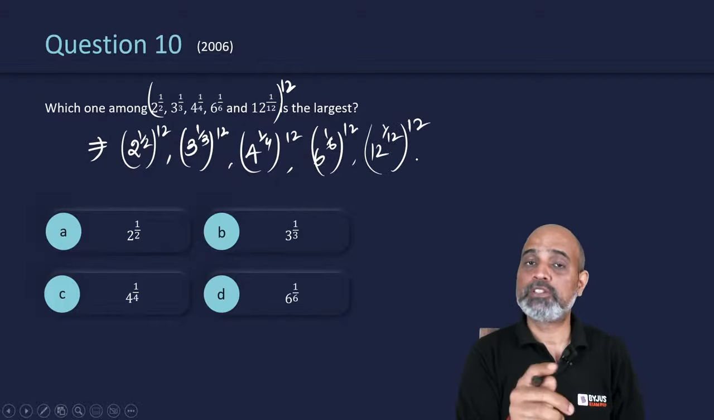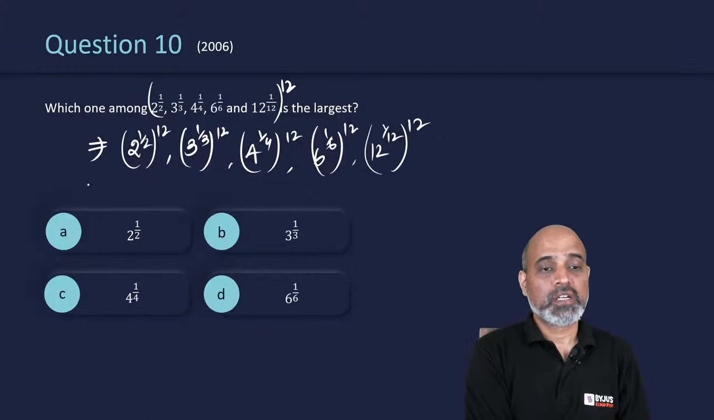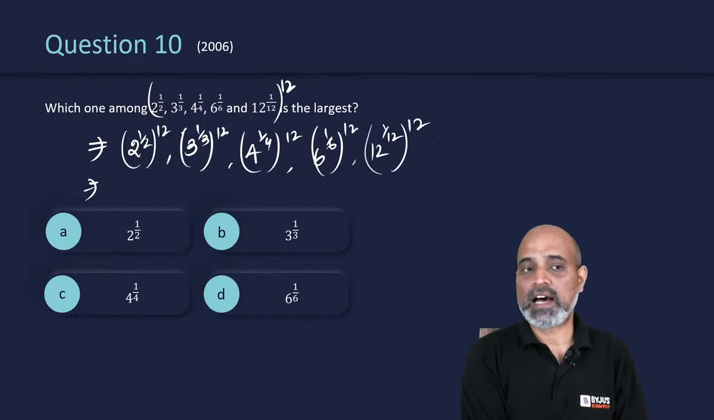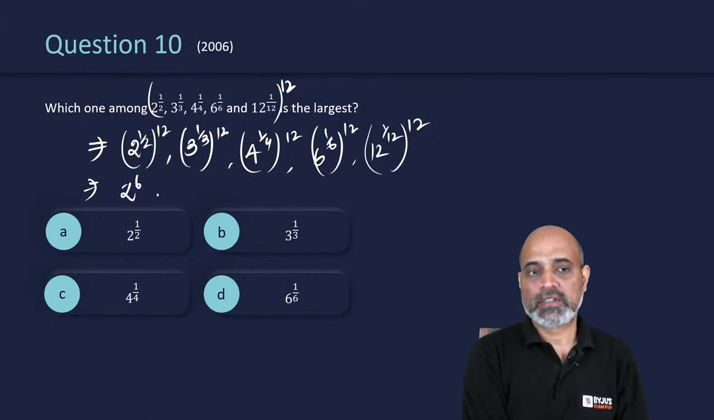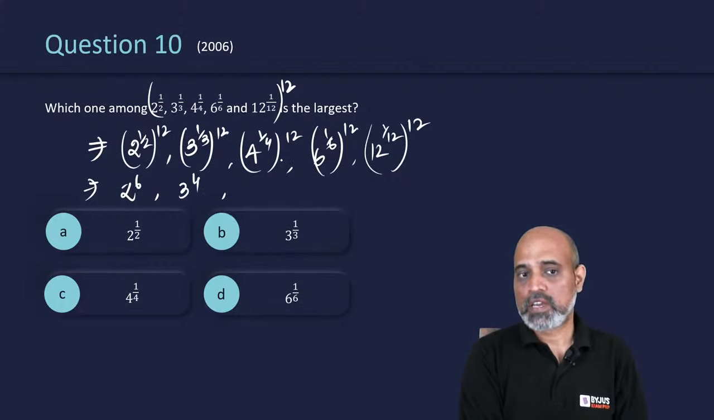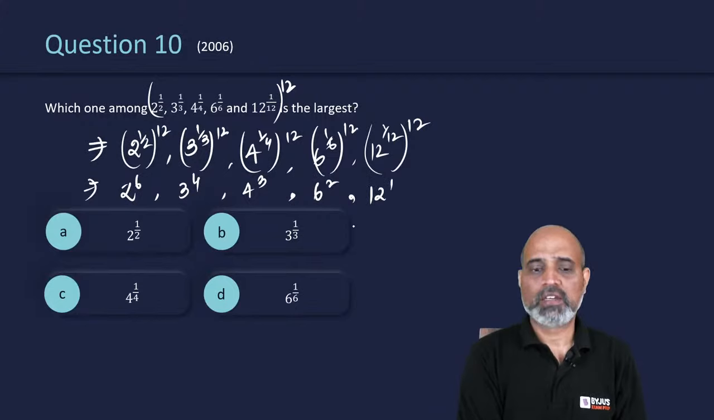Now what happens when you have a bracket and a power? Well, they multiply. Half of 12 is 6. 1/3 of 12 is 4. 1/4 of 12 is 3. 1/6 of 12 is 2. And 1/12 of 12 is 1.